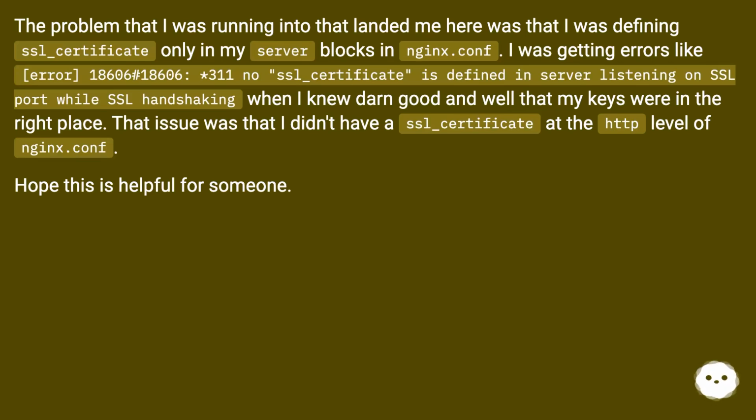That issue was that I didn't have an ssl_certificate at the HTTP level of nginx.conf. Hope this is helpful for someone.